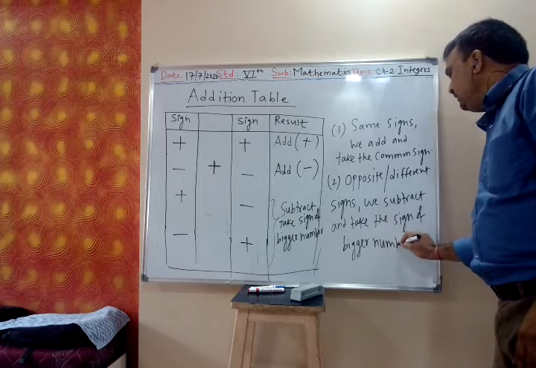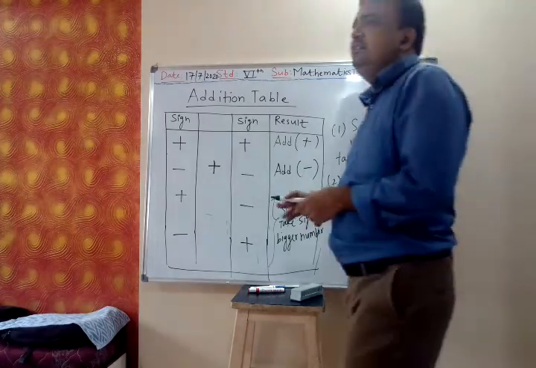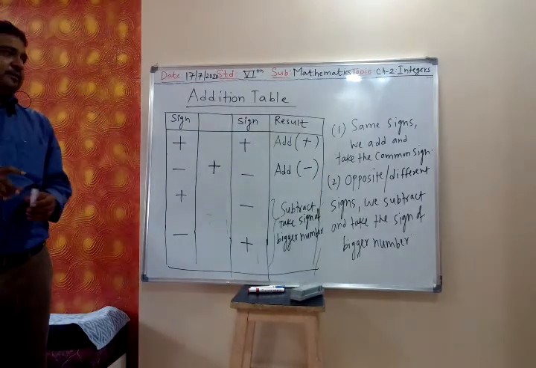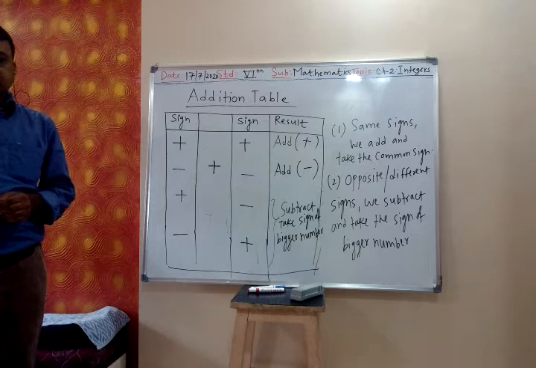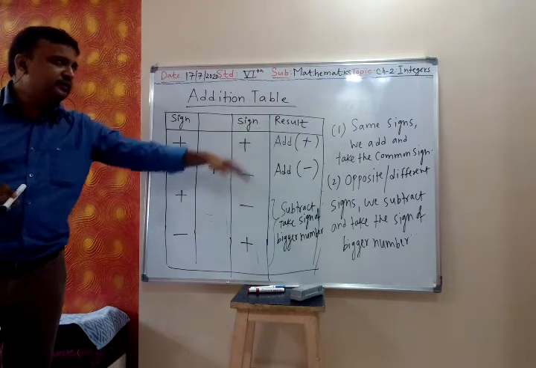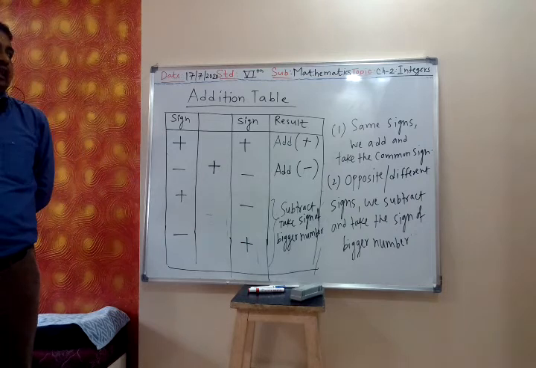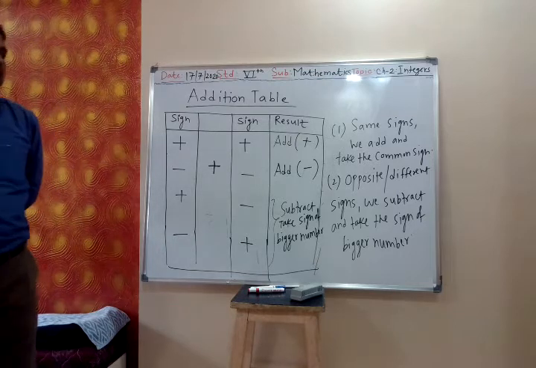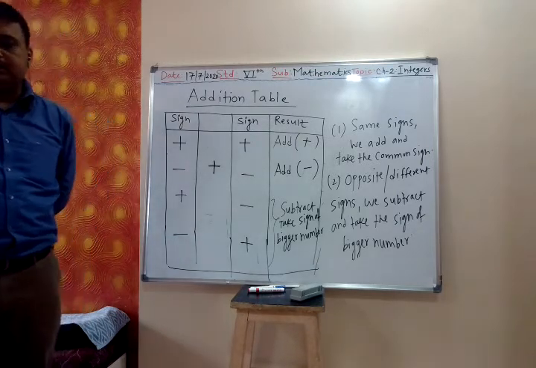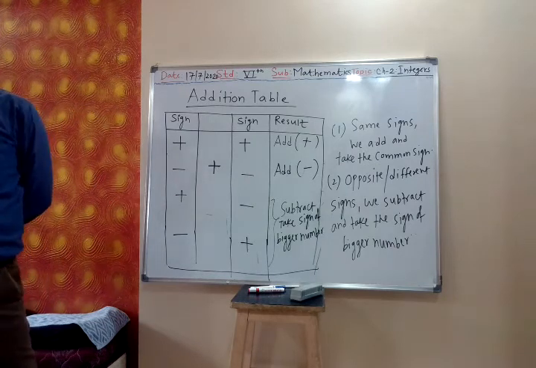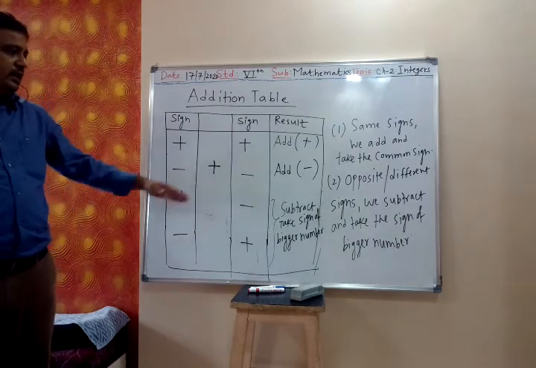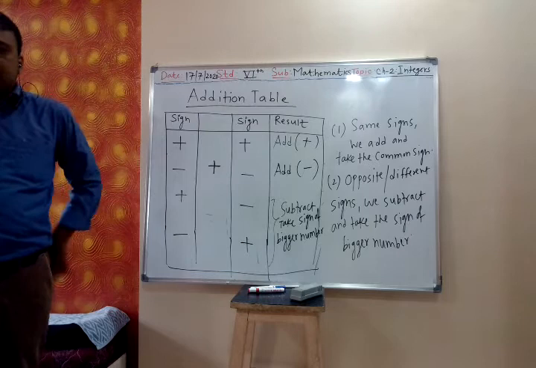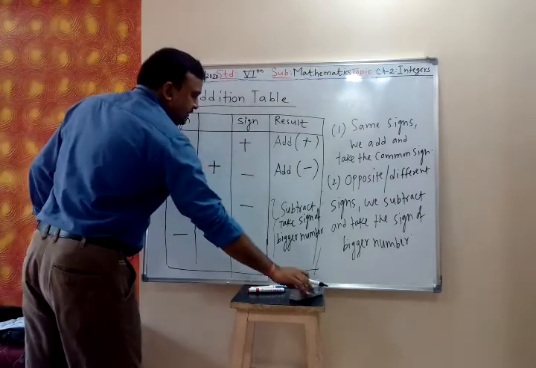So this you have to remember. Same sign add, opposite sign subtract. Write this below this table: same signs we add and take the common sign. Opposite sign we subtract and take the sign of the bigger number.